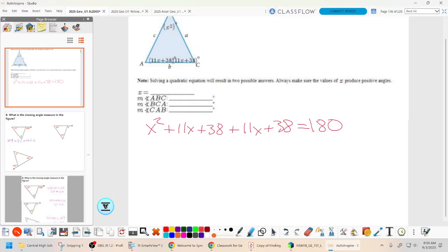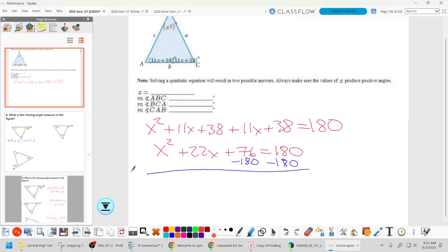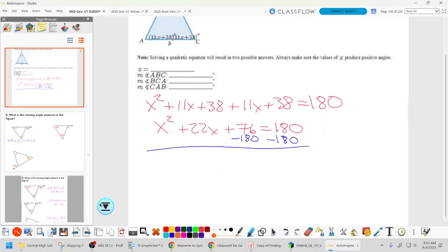So at this point, you switch your brain and say, okay, I see an x squared term, so what do we need to do? We need to get it set equal to 0 and factor, okay? And yes, we do need to combine our like terms. So let's say x squared plus 22x plus 76 equals 180. That's just combining and cleaning up, but now we need to get this set equal to 0. Again, we're in algebra mode. If you're looking at this and have no clue, that's a concern. Come talk to me before Friday.